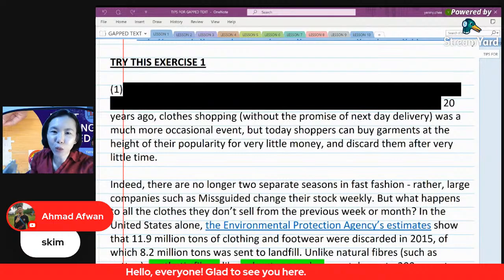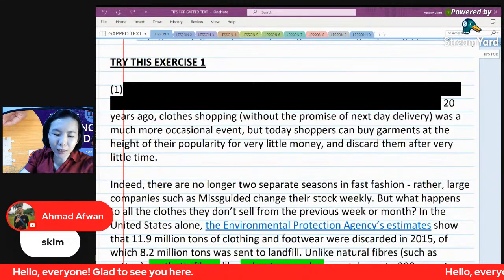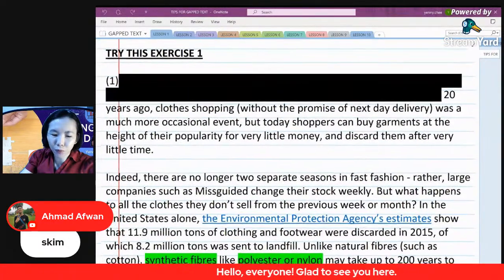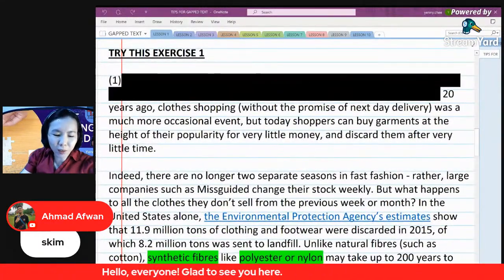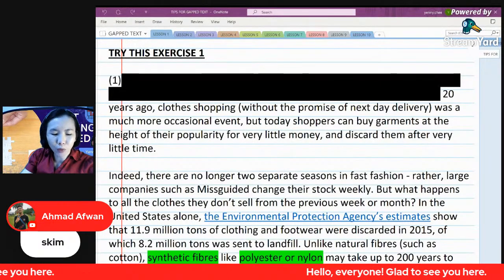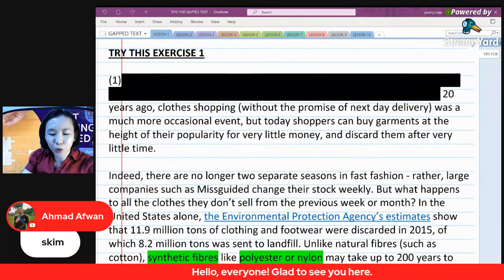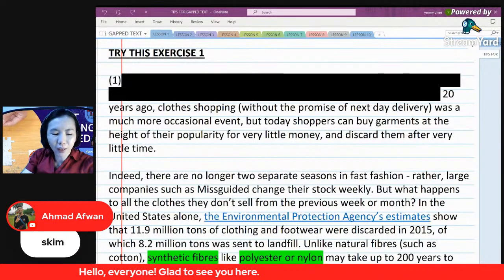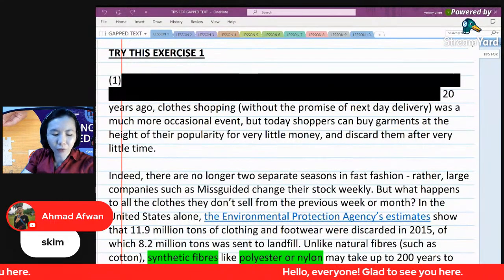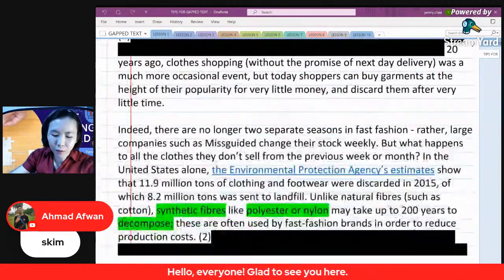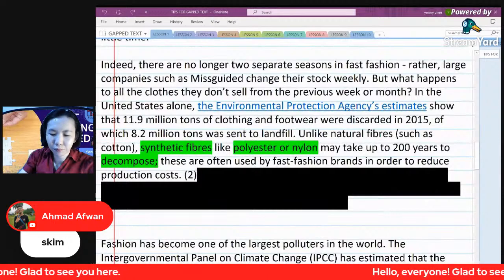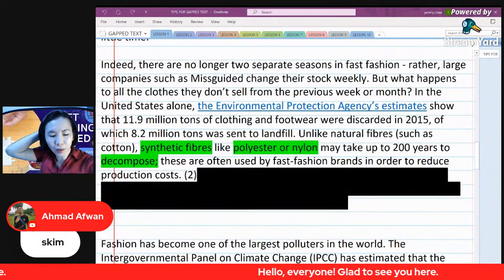So now I need you to read quickly. Can you please read quickly the whole text, and then you let me know what this is about. 20 years ago, clothes shopping without promise of next day delivery was a much more occasional event. But today, shoppers can buy garments at the height of their popularity for very little money and discard them after very little time. Next paragraph. That means you read quickly, please. Read quickly the whole text.